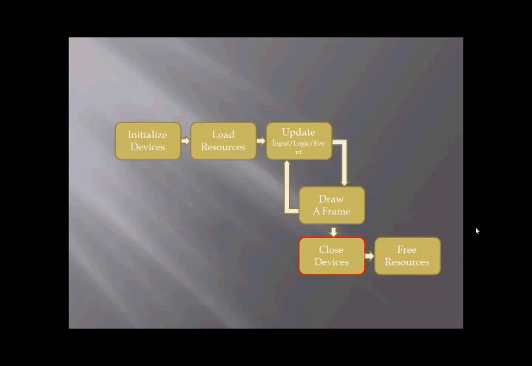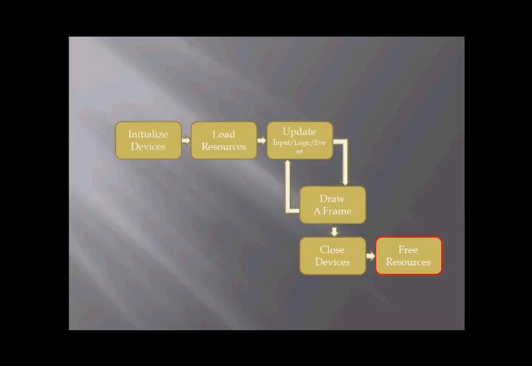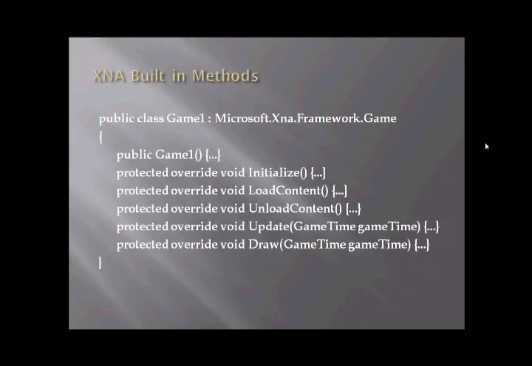Okay, let's move to the final two states. We have already received the graphics card from the system for our game. We have to release the graphics card. That process happens inside the close device state. After that, the free resources state. In the load resources state, we load all the content needed for the game into memory. We have to release those memory areas back to the system. That process happens inside the free resources state.